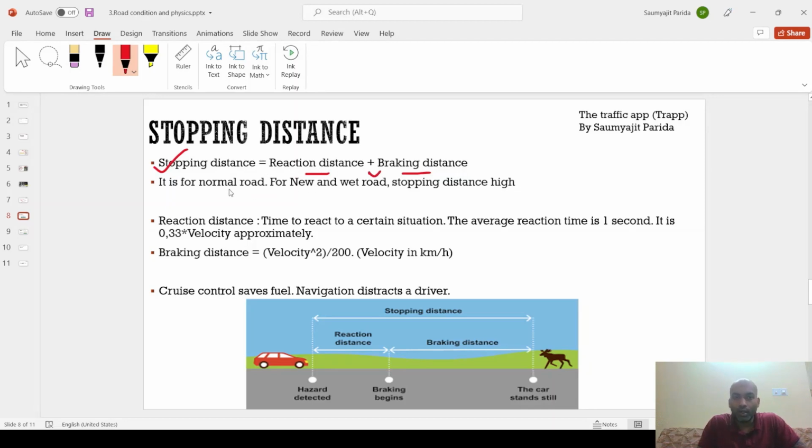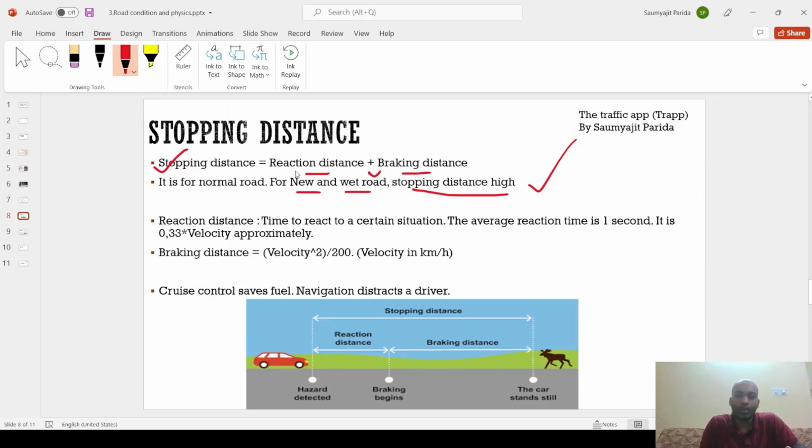Then on a normal road, if the road is newly built or if it is a wet road, then the stopping distance is high, because when it is a wet road, the grip or the friction between the road surface and the tire is less, so there will be slipping. And when the road surface is newly built, there are chances that the asphalt will come out. There is oil on the road, so that's why the stopping distance is high.